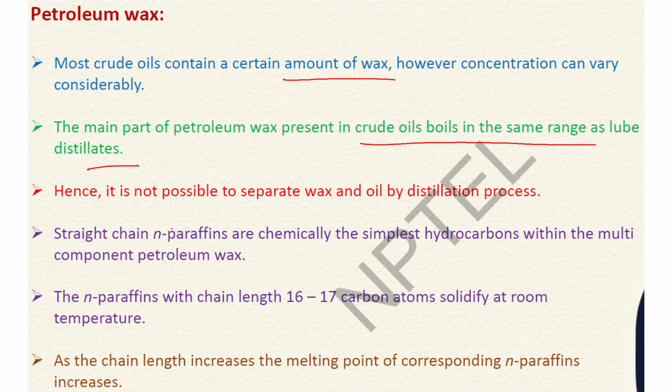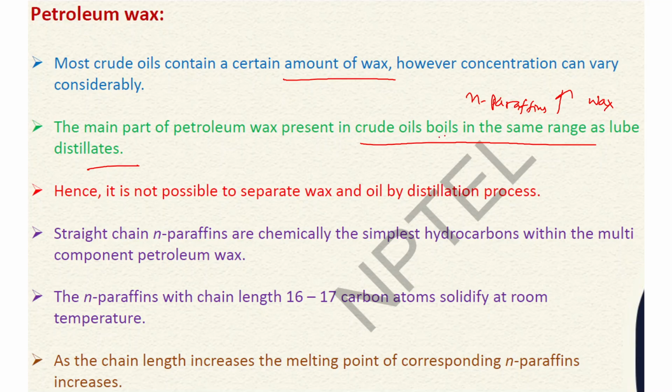As I told, the lube distillates consist mainly of saturated hydrocarbons, basically n-paraffins and isoparaffins, mainly paraffins, and a lesser amount of aromatics is present. If the n-paraffins are higher in concentration, it directly means a large amount of wax content.